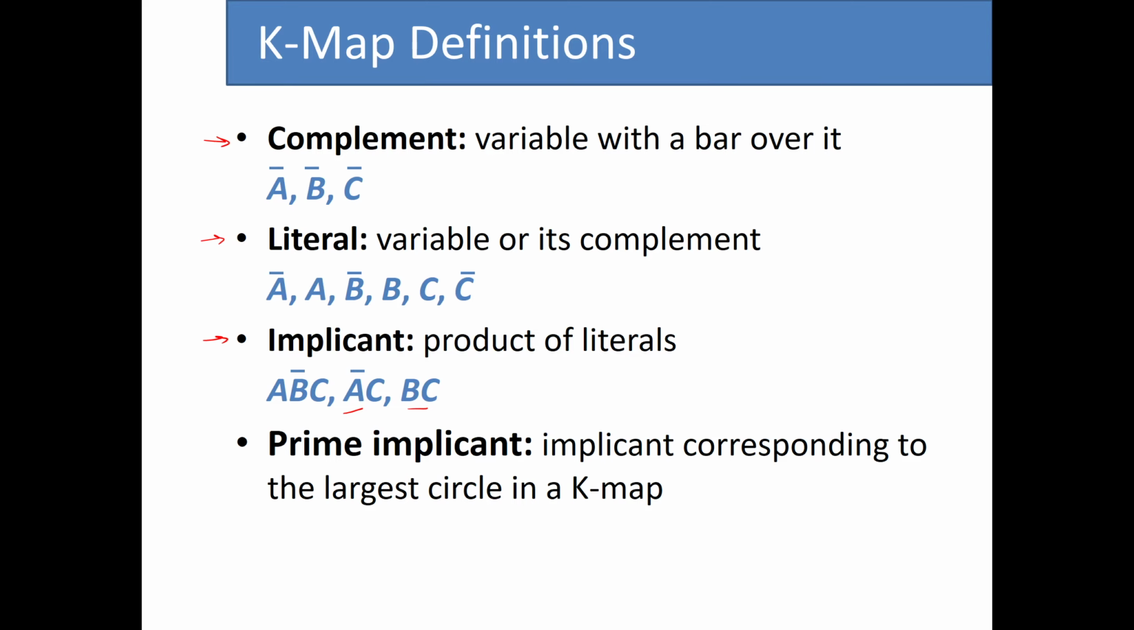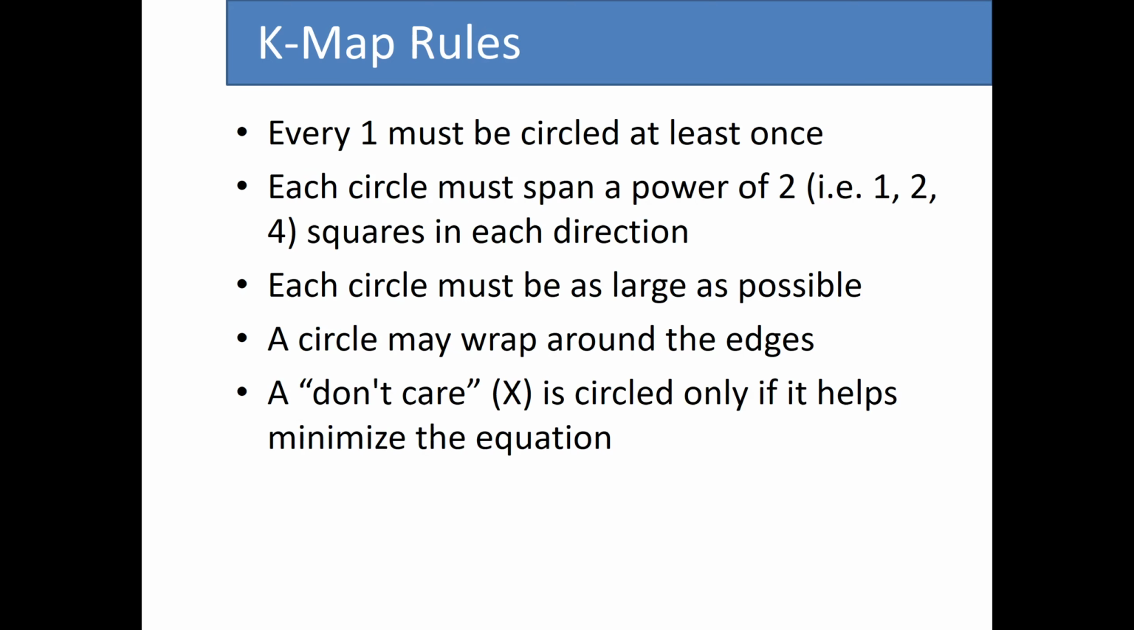So every min term is an implicant, but not every implicant is a min term. The reason for that is min terms are required to have all the variables or their complement, while the implicant can only contain a few of the variables and not all of them. And finally, we have the prime implicant, which is the implicant that corresponds to the largest circle in a K-map. You will see what that means in a later slide.